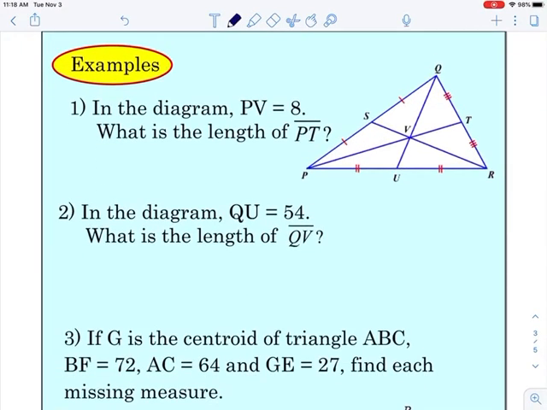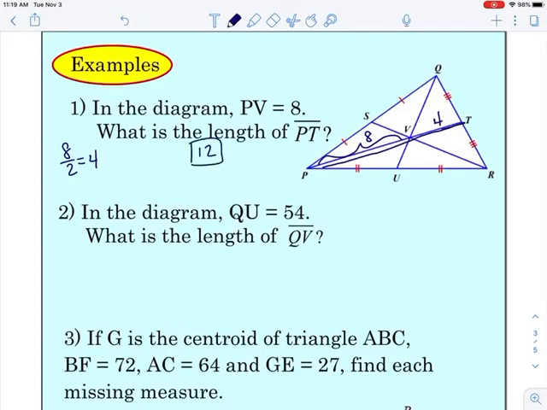Okay, so in the diagram, PV is going to be 8, and we want to find the length of PT. PV is this piece right here, that's 8, and we want to find the length of the entire segment PT. PV is going to be twice as long as VT. So the first thing I'm going to do is take the 8 and divide it by 2, and I'm going to get 4. So this piece over here is going to be 4. So all together, it's going to be 12.